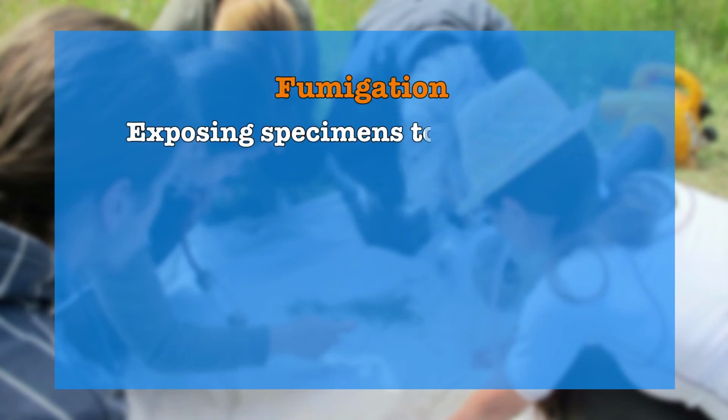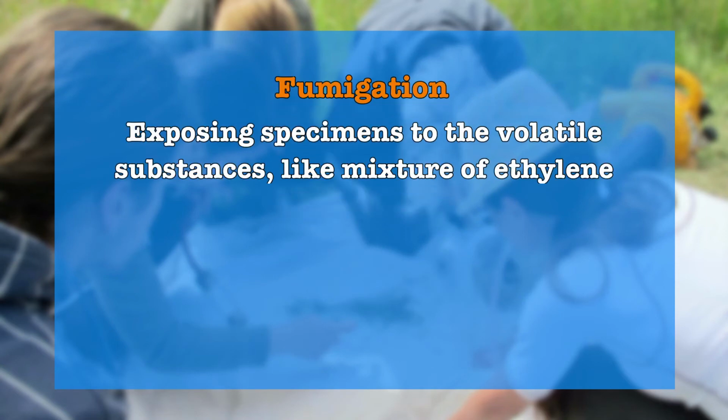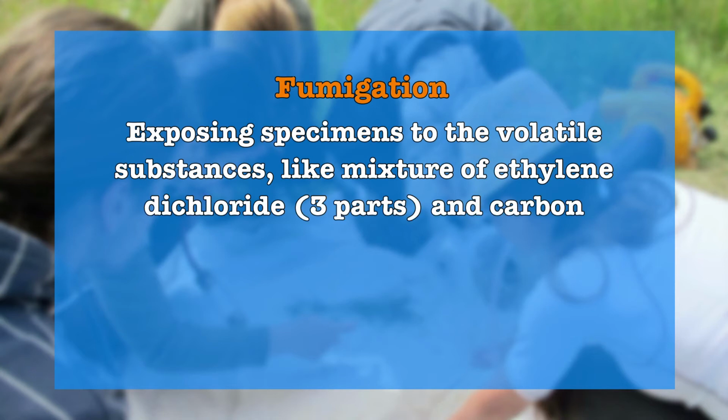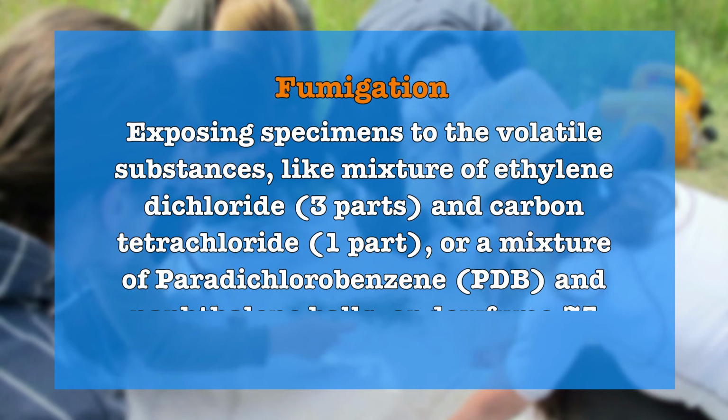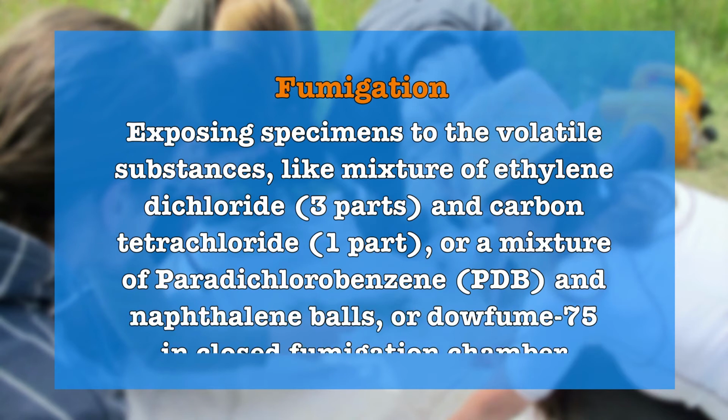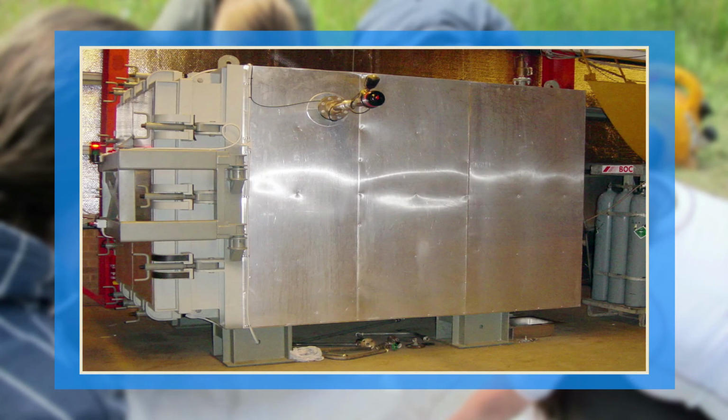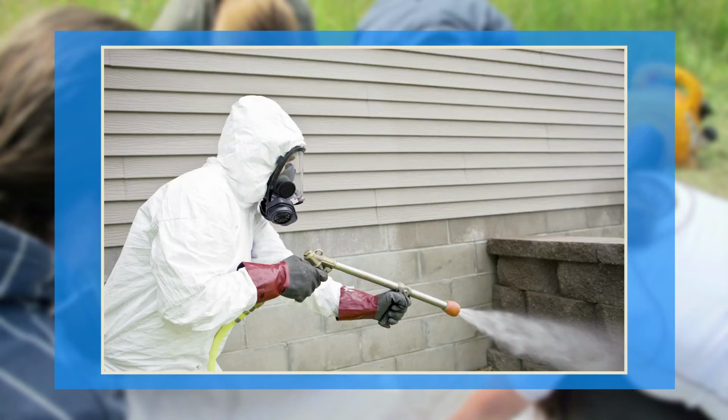Fumigation. Fumigation involves exposing specimens to volatile substances like a mixture of ethylene dichloride and carbon tetrachloride, or a mixture of paradichlorobenzene and naphthalene balls, or Dove Fume 75 in a closed fumigation chamber. The herbarium specimens are kept in the fumigation chamber for 7 to 10 days. The fumigation chamber should not be opened during the period of fumigation.